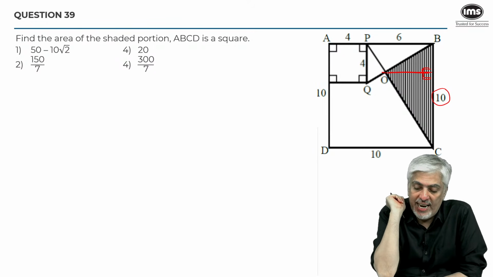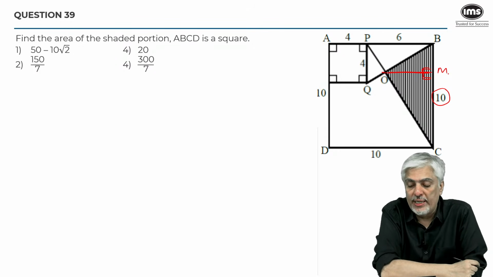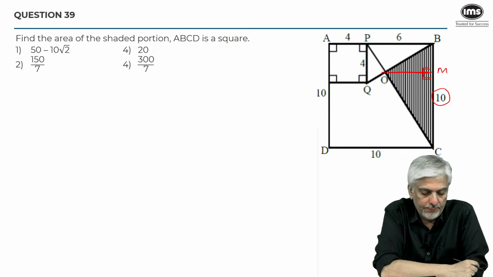Anybody, even if they get the height, tell me you got the height. OM is the height, suppose. Are you able to get the height OM? Sagar, it's a small trick. It's a very simple question. One small trick. Uday, right? Very good, Uday. Uday is back to form. Good, Uday.